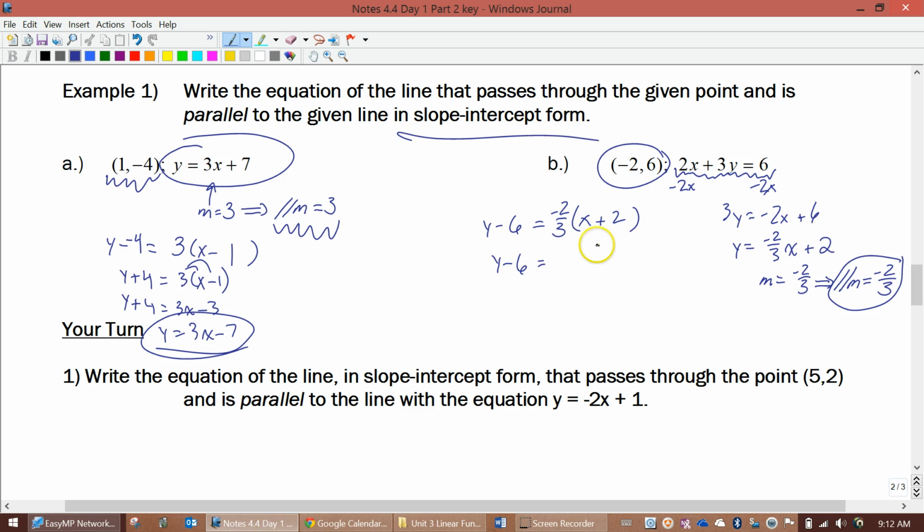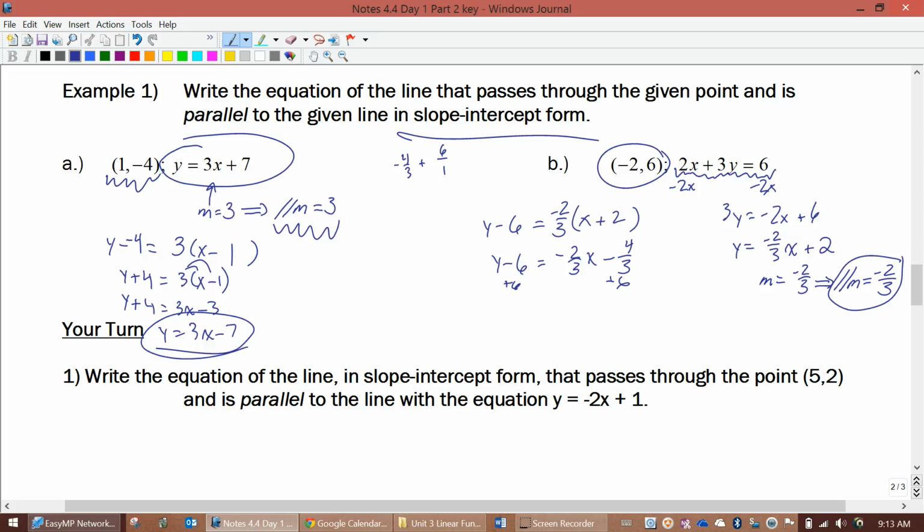Our goal was slope-intercept form, so we got to keep cranking. Minus 4/3, right? Negative 2/3 times positive 2 is negative 4/3. And then we're going to add 6. So then we're going to pull it off to the side, right? If we're doing it by hand, we're going to pull it off to the side, right down to work on it.